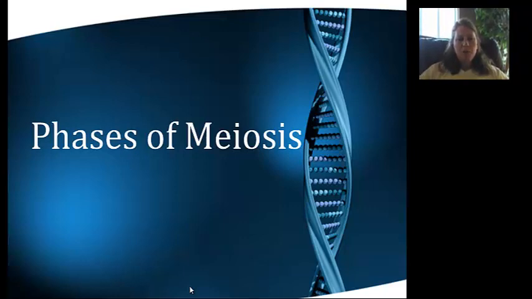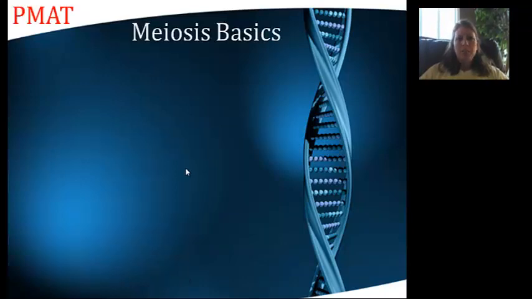This time we're going to be focusing on the phases of meiosis, and throughout the lecture you're going to be noticing some similarities between meiosis and mitosis, and I will point out the differences that occur between the two. So let's look at the basics of meiosis, and you're going to notice in every corner of every slide, we're going to be looking at PMAT, and hopefully you'll remember that that's prophase, metaphase, anaphase, and telophase.